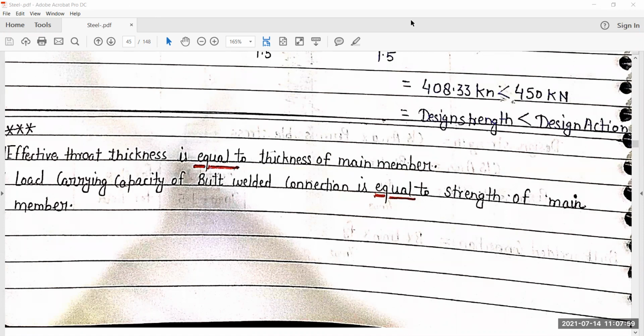Okay. Then now the effective throat thickness is equal to the thickness of the main member. Then load carrying capacity of the double lap connection is equal to strength of main member. Okay, this is now clear.